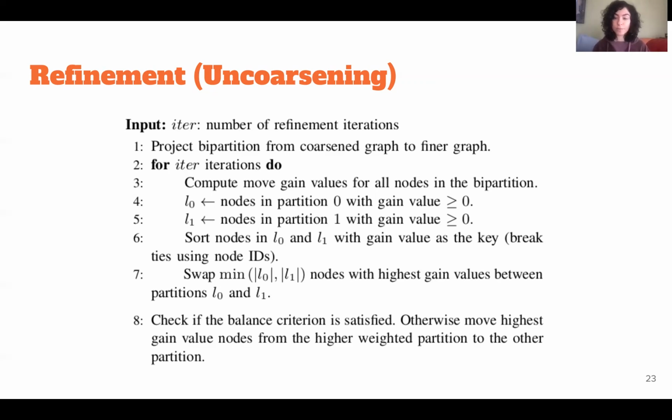We sort these nodes to make sure that our algorithm is deterministic. And once we have sorted these lists, we swap them. So basically, all the nodes in set L0 will go to partition 1, and all the nodes in set L1 will go to partition 0. Once we've done that, we check if the balance criteria is satisfied or not. If it's not, then we move the highest gain value nodes from the larger partition to the other partition, and we keep doing this until the balance is there.